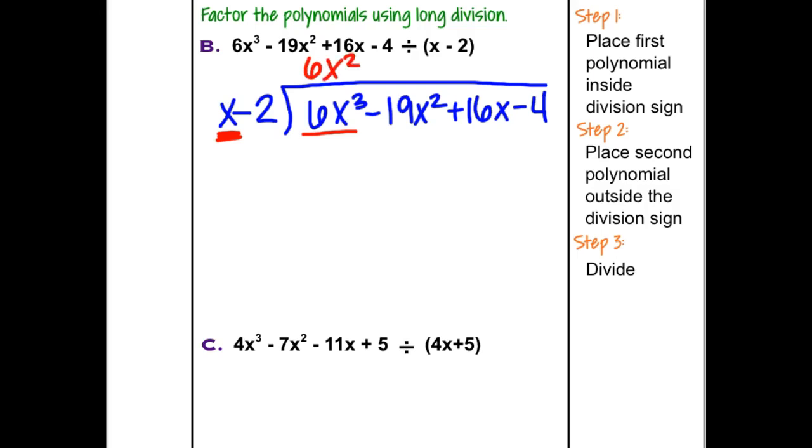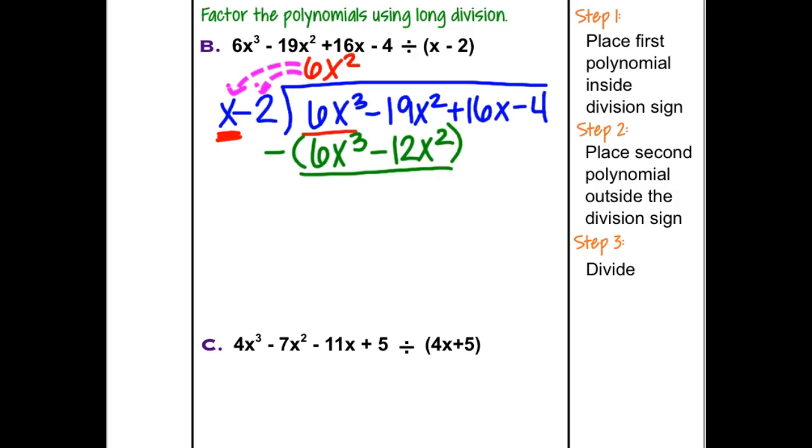Then what I do is I take that 6x squared and I multiply it by distributing it through. And so then 6x squared times x is 6x cubed. And 6x squared times negative 2 is negative 12x squared. So then we subtract, but here's the catch. You have to put parentheses around that binomial because you're subtracting the whole quantity.